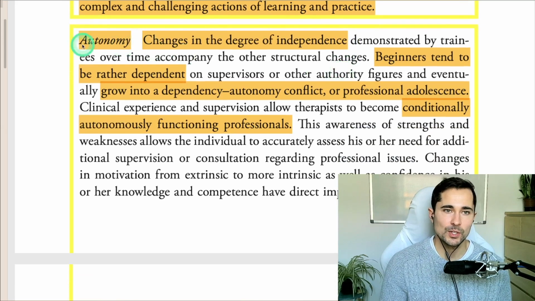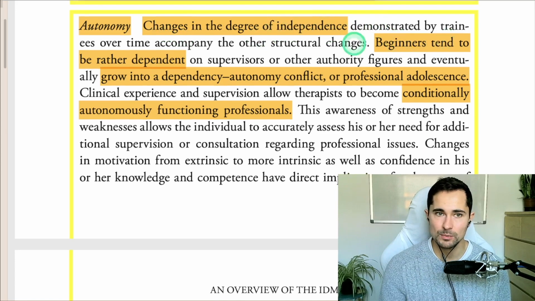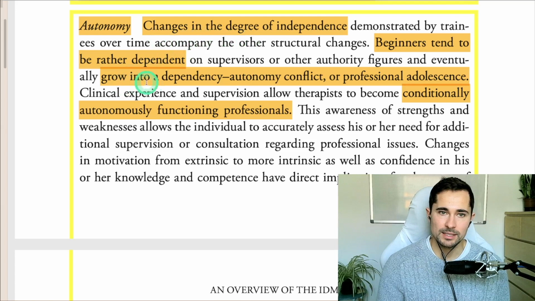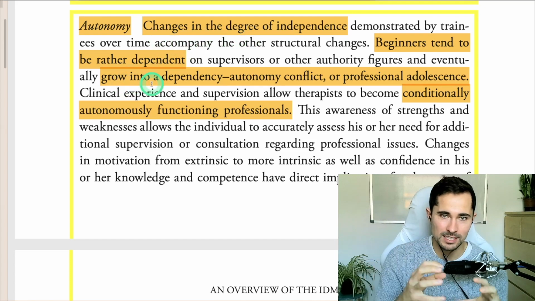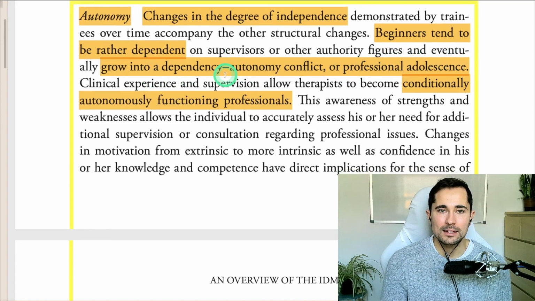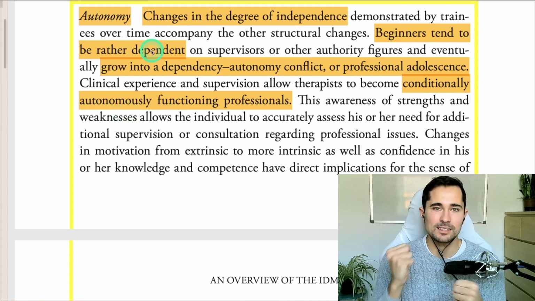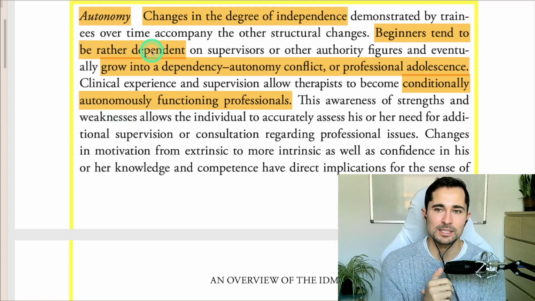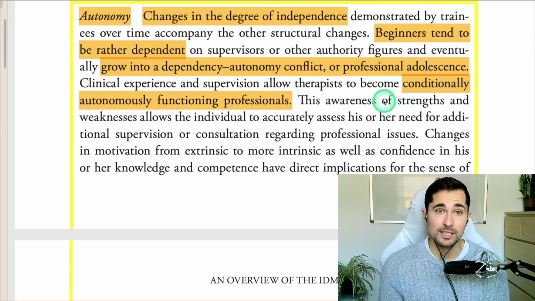The last structure is autonomy. These are the changes in the degree of independence demonstrated by trainees. Beginners tend to be rather dependent, and then they grow into a sort of dependency-autonomy conflict. So sometimes I want to be out on my own, sometimes I need more help. They refer to this perhaps as a professional adolescence. And then over time, as we get more experience, we become more conditionally autonomous. So we go from dependent to a sort of inner conflict of dependence and autonomy to generally autonomous and perhaps on conditions that we're happy to ask for help when we know we need it.